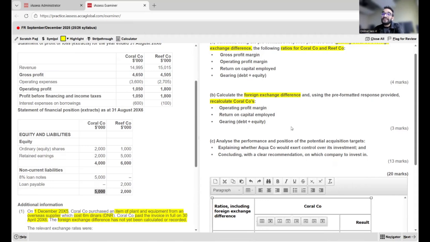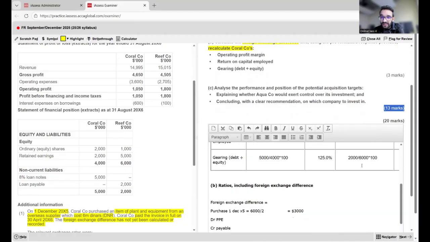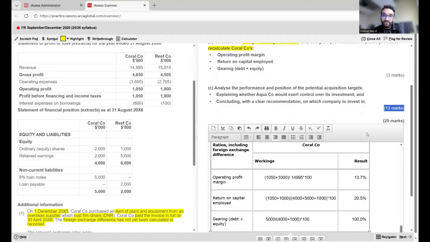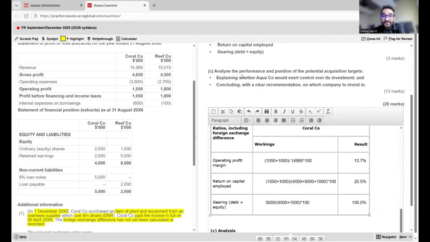Right? Okay. Now the main part comes. If your calculations are correct, then this specific question is not difficult for you to pass, because you have already scored the 7 marks correctly. In order to pass this question, you only need 3 more marks. By the way, analyze the performance and position of potential targets. We have to analyze both. Explain whether Aquaco would exert control over its investment or not. We have to think about this as well.